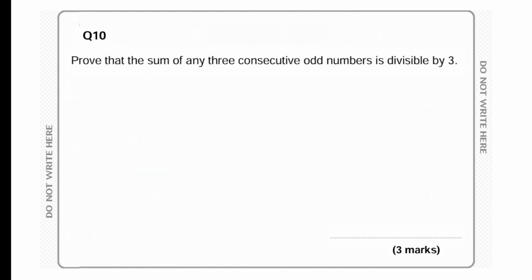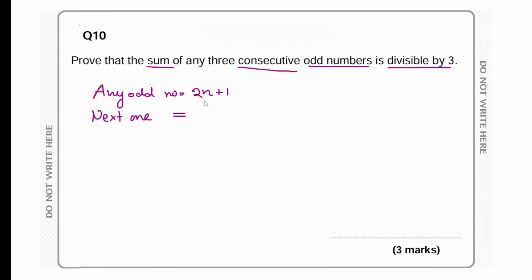Here's the 10th question. Pause the video and try this. Prove that the sum of any 3 consecutive odd numbers is divisible by 3. You should show that when you add up 3 consecutive odd numbers, they can be divided by 3. So let's do this. Any odd number can be written as 2n add 1. So for the consecutive odd numbers, you need to find the next 2 odd numbers. So let's get the next one.